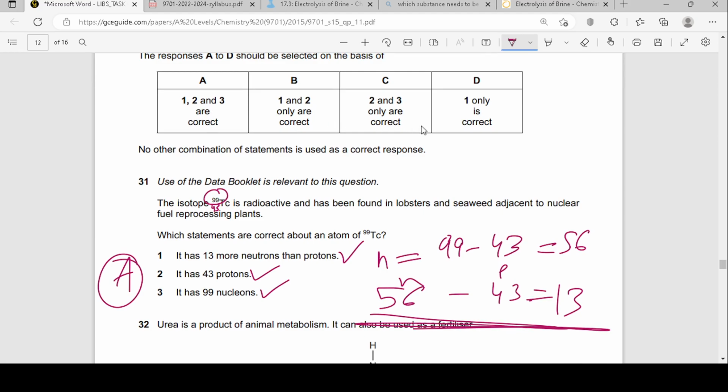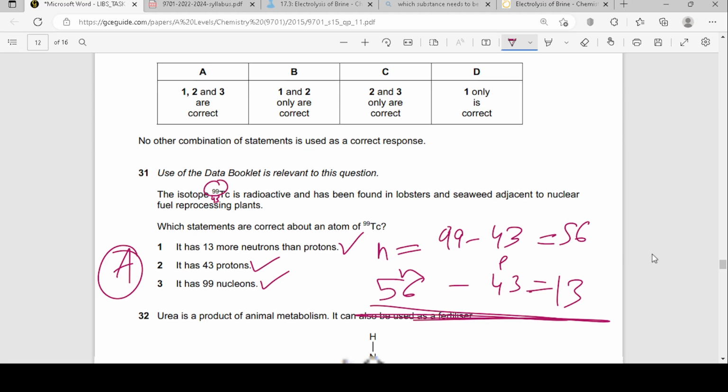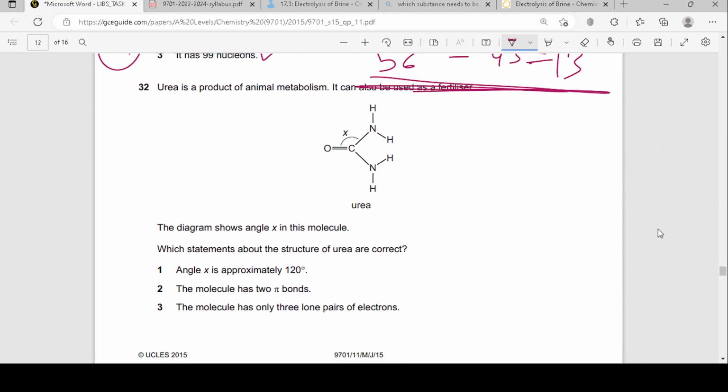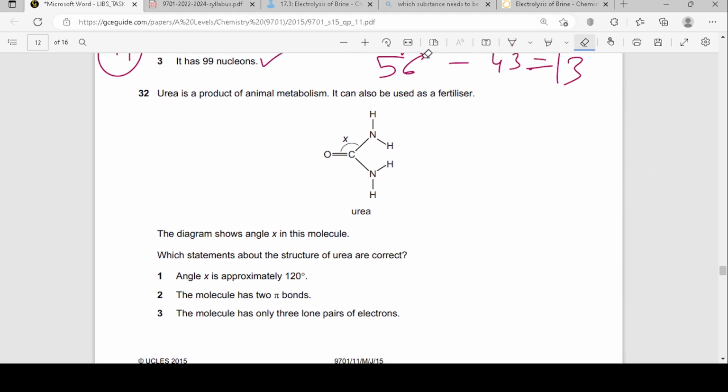B means 1 and 2 are correct, C means 2 and 3 are correct, and D means only 1 is correct. You don't need to do this section actually because it's no longer in the exam, but I just like doing it for practice and to see different types of questions.